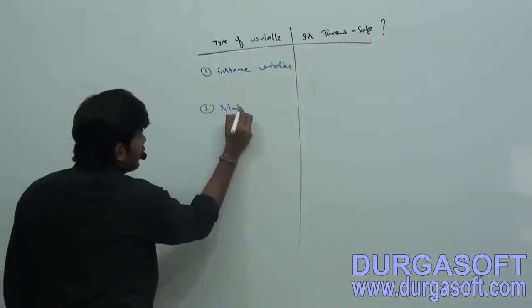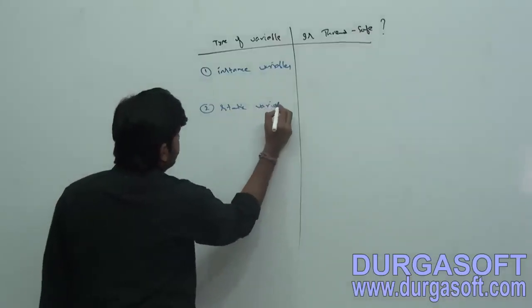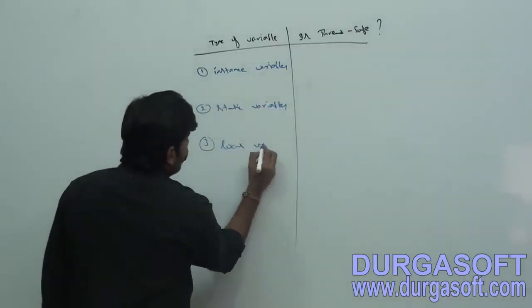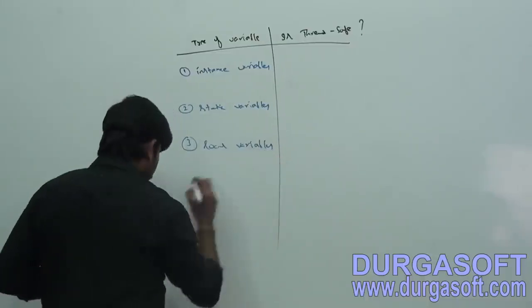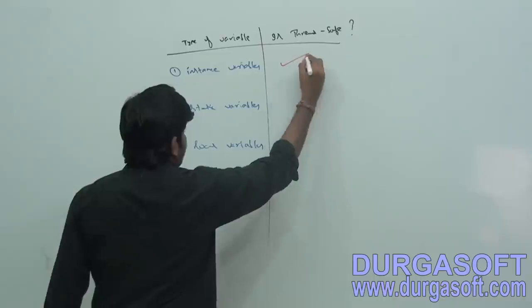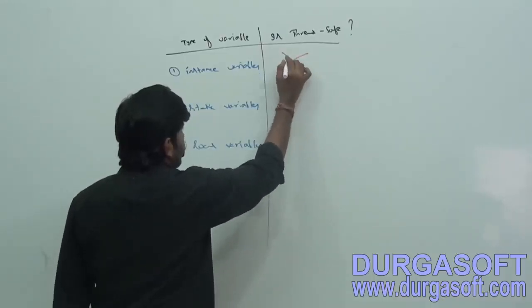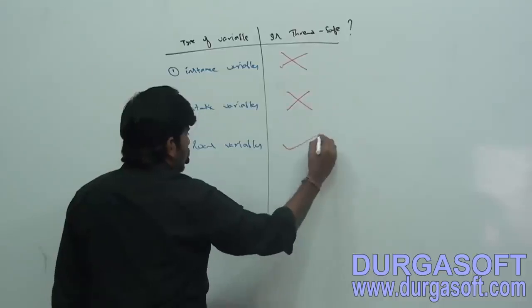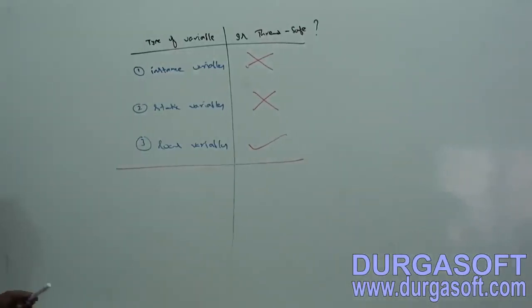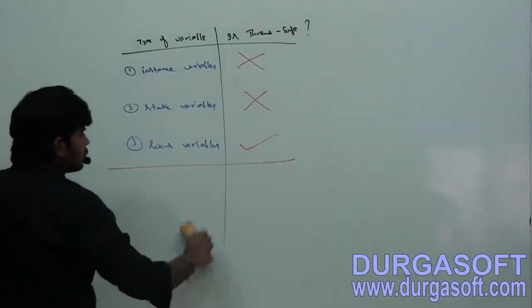Second one we covered. What is the second one? Static variables. Third one? Local variables. Sir, is an instance variable thread safe or not? No. But local variables are, yes. Just take this in table representation, beyond that nothing.